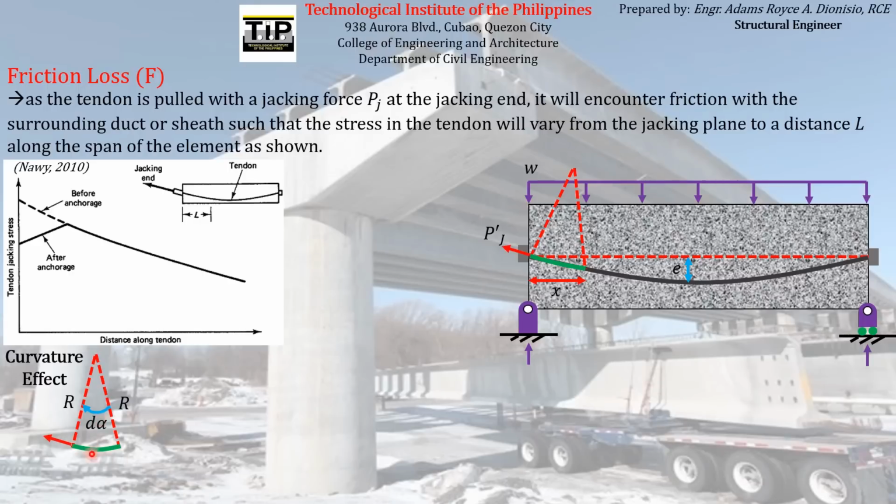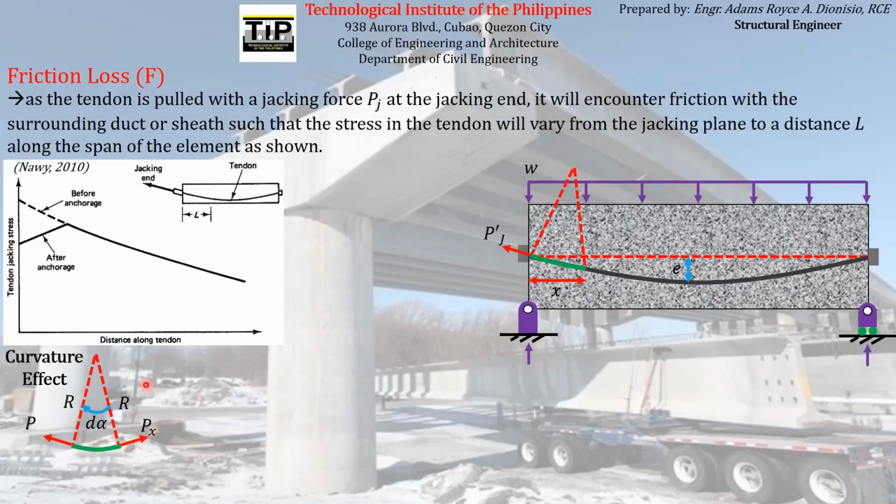If we try to draw the free body diagram of the differential length of the tendon profile, the force acting at this particular end of the differential length is equal to the force acting on the jacking end at this particular location. Let us call that force P. And then let us call the force acting on this other end Px, the force at a distance x from the jacking end.